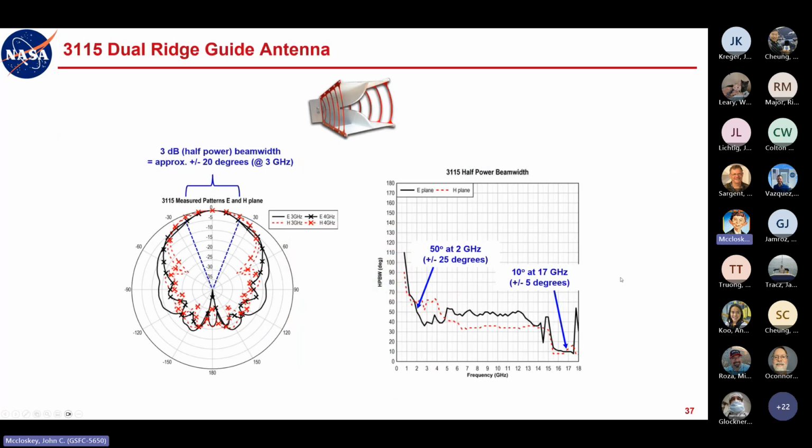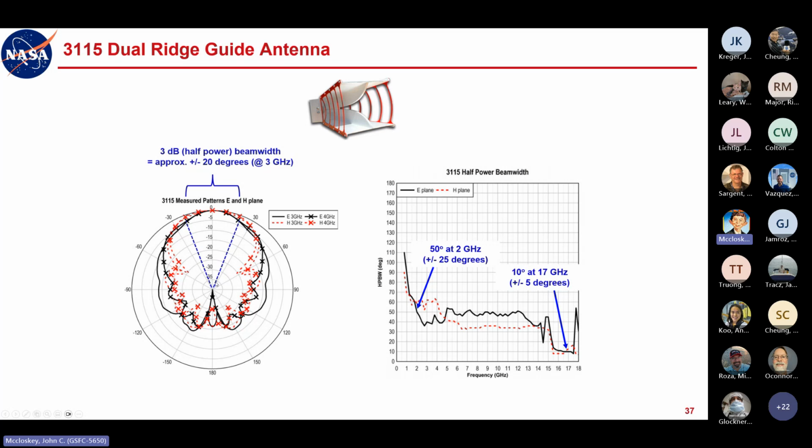So here's an example of the 3115 dual ridge guide antenna. Some data sheets will give you a whole series of plots like this in different frequency ranges. So this is at 3 and 4 gigahertz. So this is really helpful. Then you can just really see this at a glance. Sometimes you'll just get a single graph like this. But here in this data sheet you get both, which is very helpful.